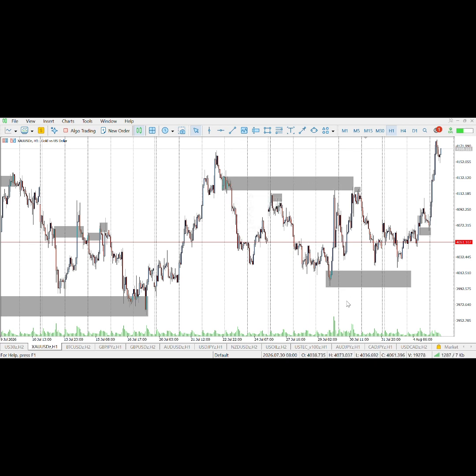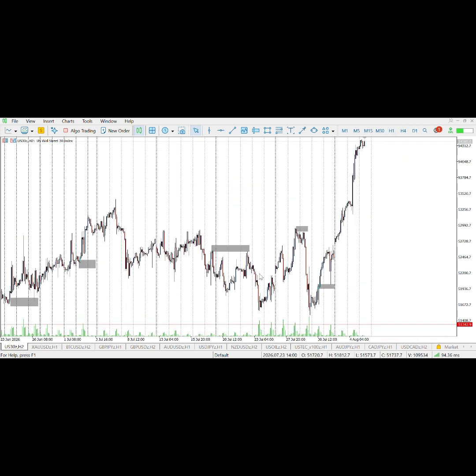Now look at how much time this spent here. You can see how this candle came down here, then we have this candle, then this one creates. It didn't spend much time. And here as well, it didn't spend much time. Let's look at other pairs. So you can see that here is one zone.